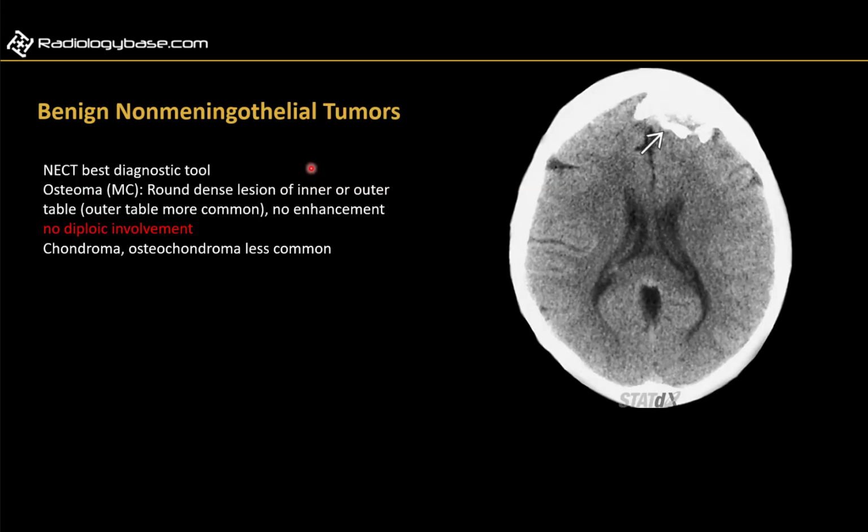Then you can see other benign non-meningothelial tumors. The most common of them is going to be the osteoma, and you can appreciate in this picture that there is a calcified area in the left frontal region. Osteomas more commonly arise from the outer calvarial table, whereas the inner table is less common, but there is no diploic space involvement in these cases. Other causes can be chondroma or osteochondroma, but they are less common. Most common is going to be the osteoma.